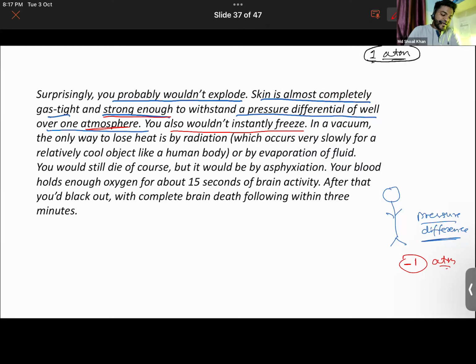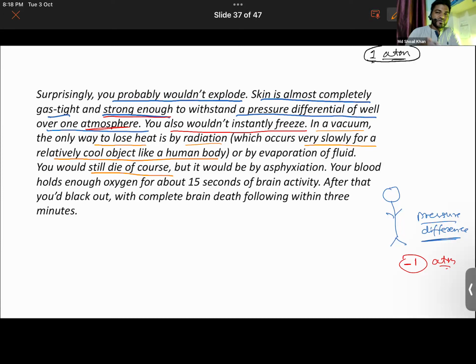You also would not instantly freeze. As Rahan, you were mentioning that we will freeze to death. You will not freeze instantly, although the person will freeze, but not very instantly. In a vacuum, the only way to lose heat is by radiation, which occurs very slowly for a relatively cool object like a human body. Our human body is a relatively cool body compared to certain other hot bodies. So heat will be lost, but very slowly, by the process of radiation.